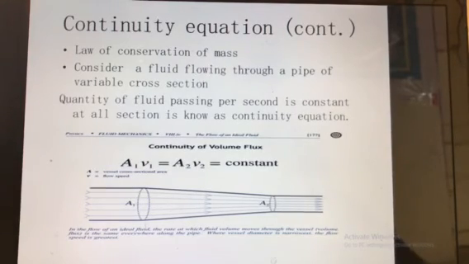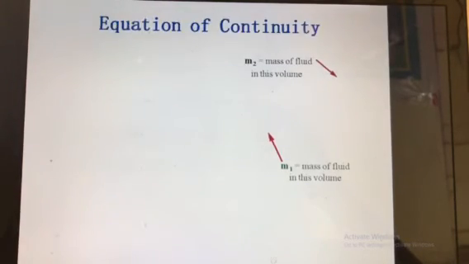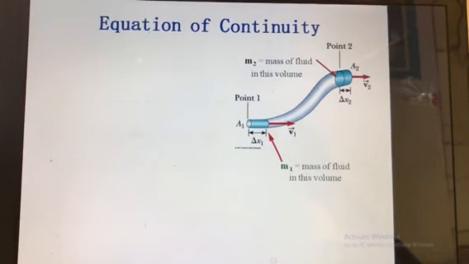Okay, so this is the continuity equation in one dimension, and this equation is applicable to compressible as well as incompressible fluid, and it is called the continuity equation. Now next we will see the continuity equation in three dimensions. As we have derived, A1 V1 is equal to A2 V2 is equal to Q, this is nothing but the continuity equation in one dimension. Now we will derive the continuity equation in three dimensions.